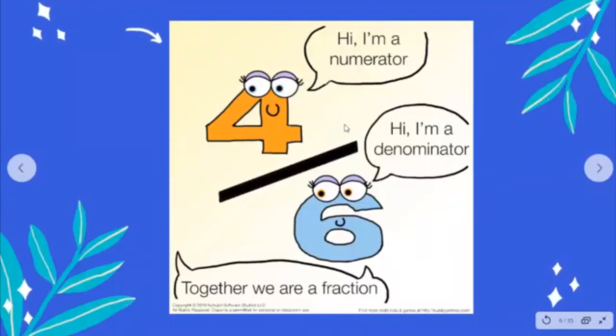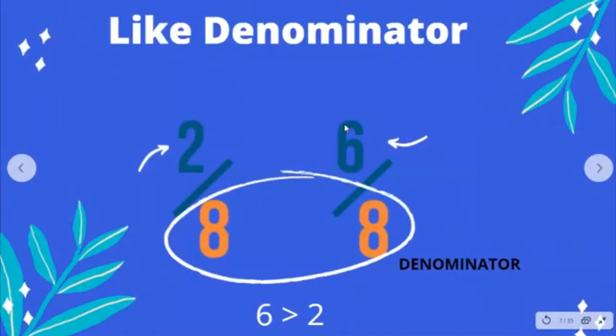Now let's discuss our topic for today. In comparing and ordering fractions, there are 3 conditions. First condition, fractions that have the same denominators or like denominators. Can you see these fractions? What condition do they have in common? Yes, these fractions have the same denominators, but as you can see, they have different numerators.